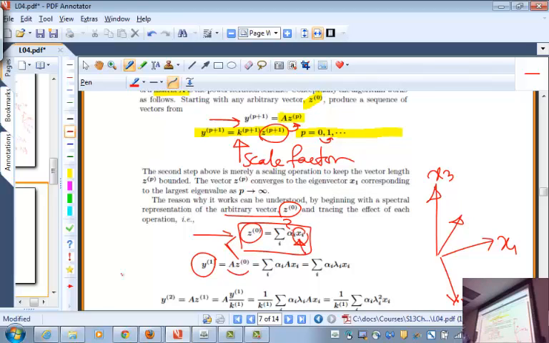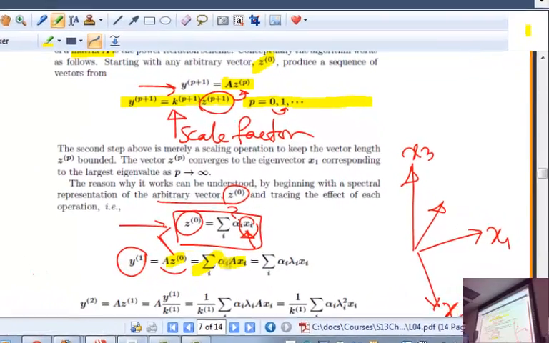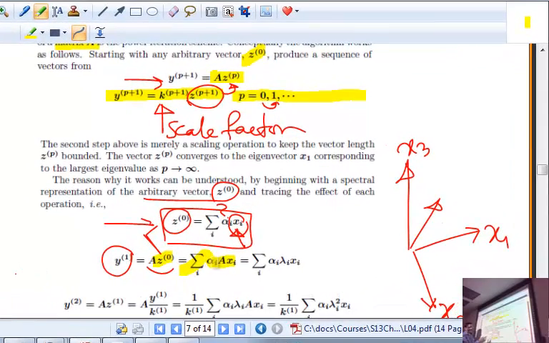But Z0 has this representation that we just wrote down. So Z0 is the same as the summation of alpha i xi. So I'm going to multiply this by A, every one of the terms by A. But the xi's are the basis vectors, or the eigenvectors. So what is A times xi? The same as lambda i times xi. Okay, so this y1 has a representation.